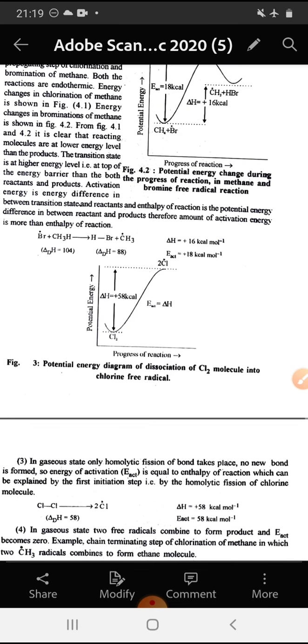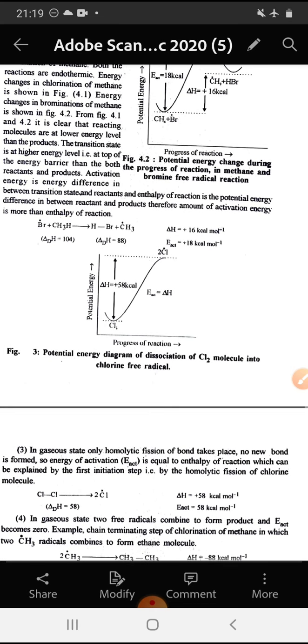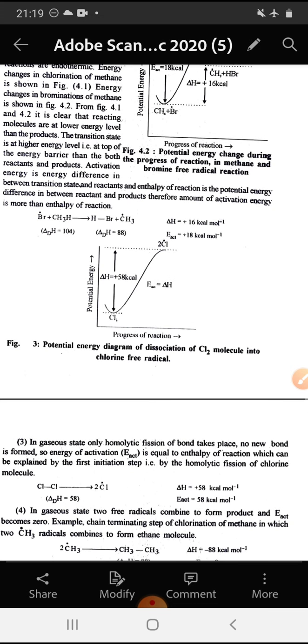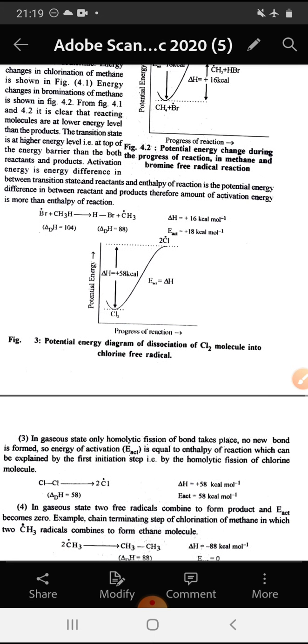Now we come to the third case, in which in gaseous state only homolytic fission of bond takes place, no new bond is formed, so energy of the activation is equal to the enthalpy of reaction, which can be explained by the first initiation step, that is by homolytic fission of chlorine molecule. So in the homolytic fission of chlorine molecule, the energy required to break the bond is 58 kilocalorie per mole, but in the products we see there is no energy change. Hence, the energy of activation is 58 kilocalorie per mole.